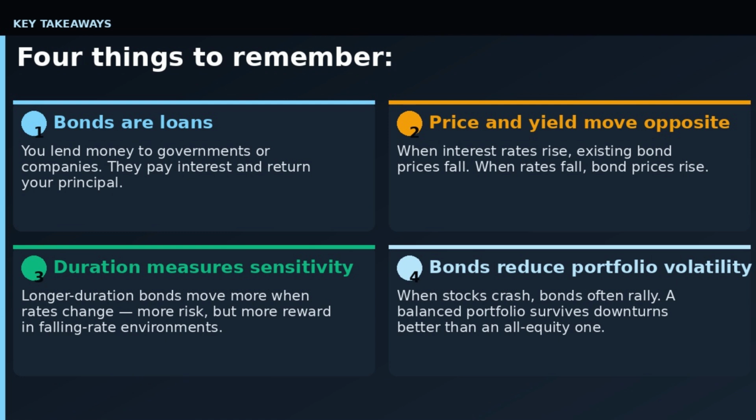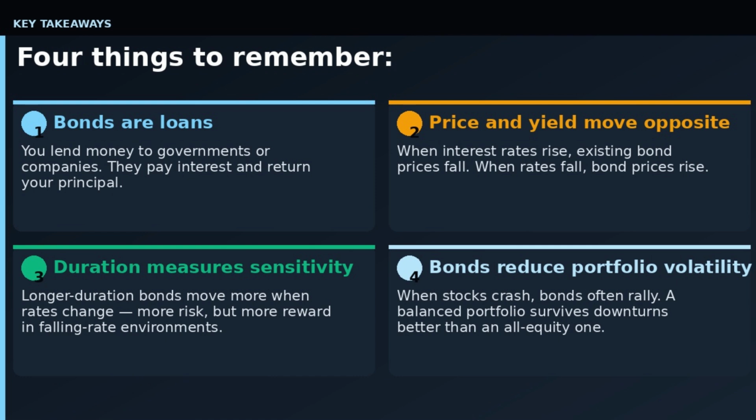They pay interest and return your principal. Simpler than you think. Two: price and yield always move in opposite directions. When interest rates rise, existing bond prices fall. When rates fall, bond prices rise. Understanding this prevents a lot of confusion.